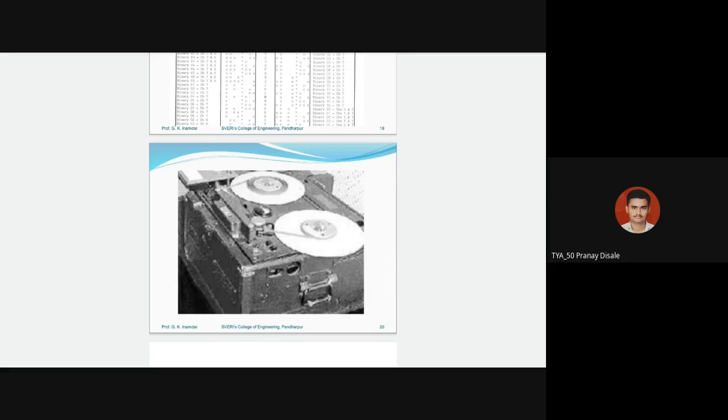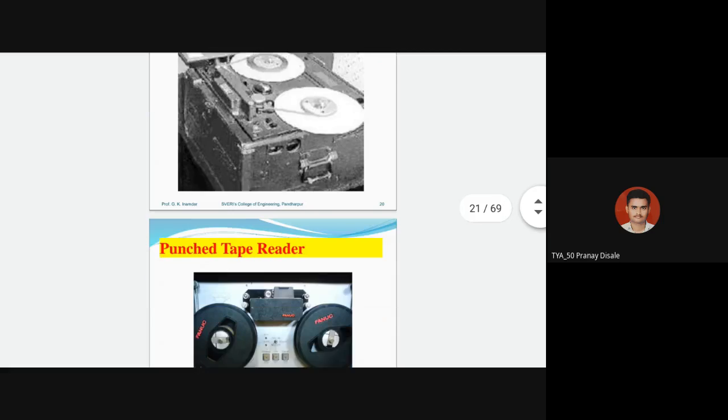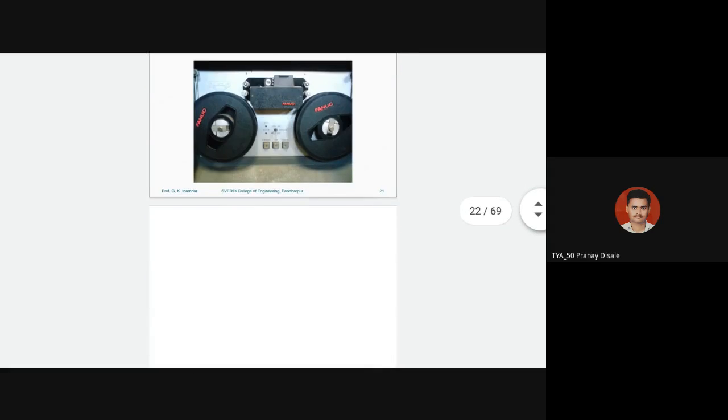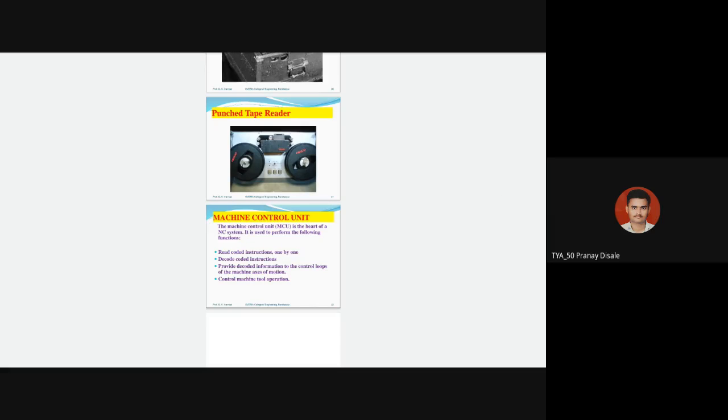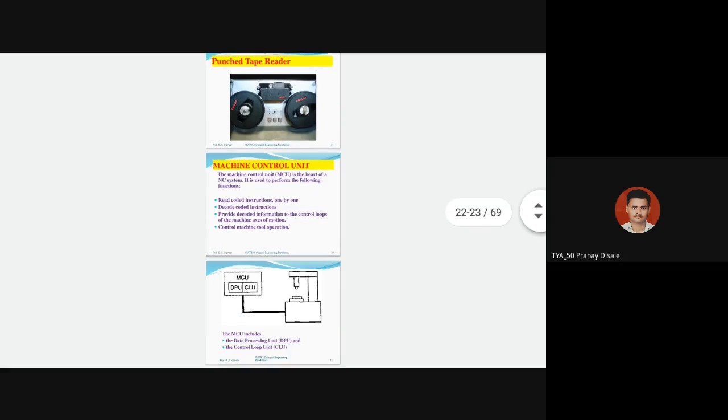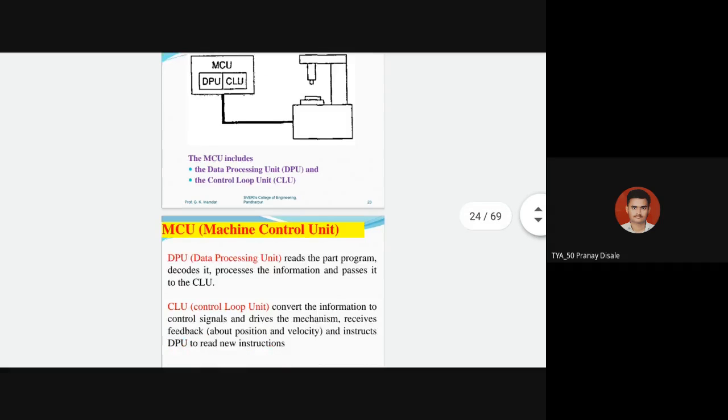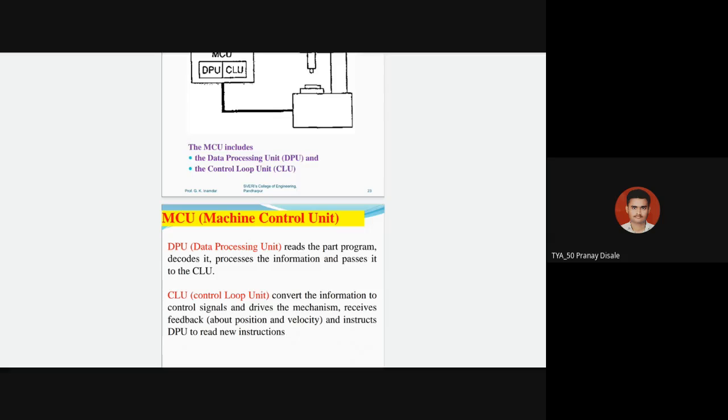Now, this image shows punch tape readers. Again, the machine control unit has two parts, the DPU and the CLU. The data processing unit reads the program and decodes it. Whatever the program, by using the tape reader and the punch tape, it resolves and converts it to machine language.